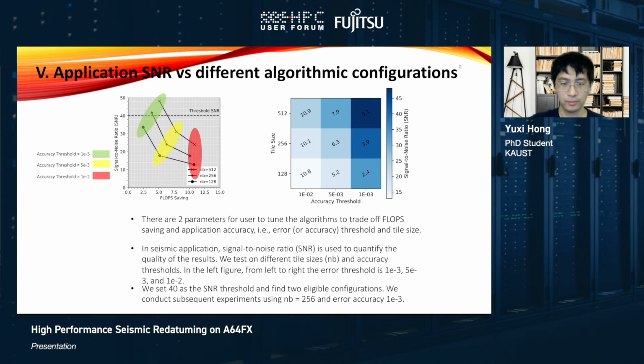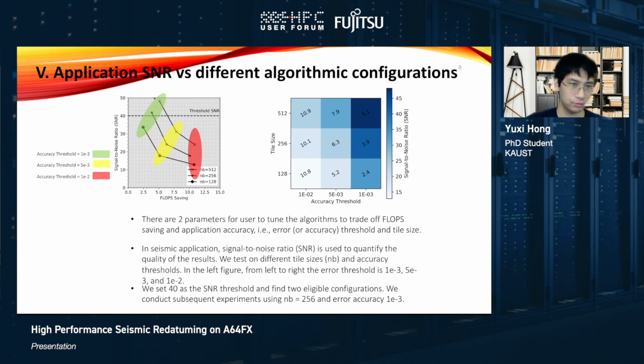There are two parameters for the user to tune the algorithm to trade off the flop saving and application accuracy, for example, the error threshold and tile size. And we use SNR, signal to noise ratio, to quantify the quality, and we test on different tile sizes and accuracy thresholds. In the left figure, from left to right, the error threshold is 1e-3, 5e-3, and 1e-3. And we set 40 as the SNR threshold.